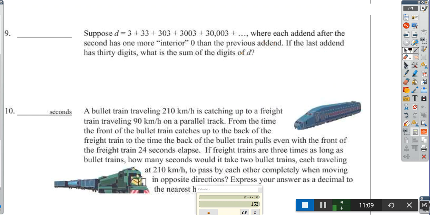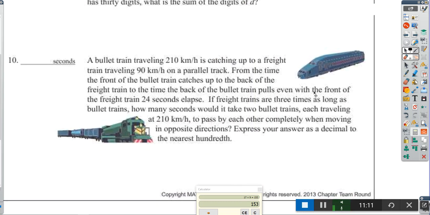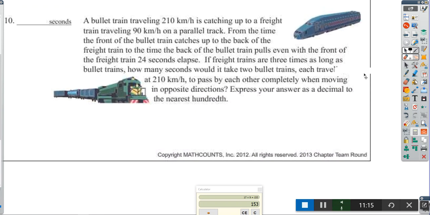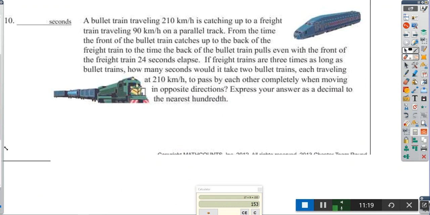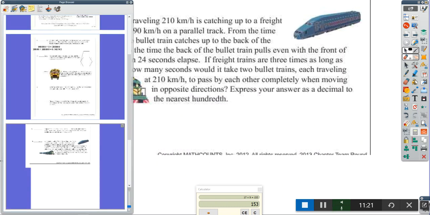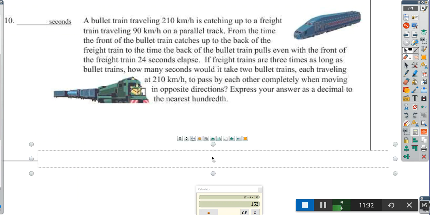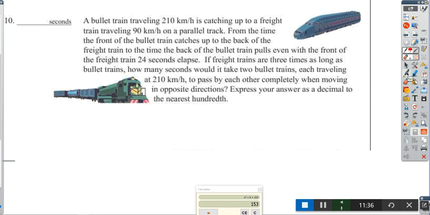I'm sure a lot of you are looking at most of these problems and thinking, oh my goodness, it was that simple. Well, here's the last problem, and I would not say it's quite as straightforward as the other ones. All right, so I have 2 trains. One is a bullet train, and the other one is a freight train. The freight train is longer than the bullet train, and the freight train is equal to 3 bullet trains.